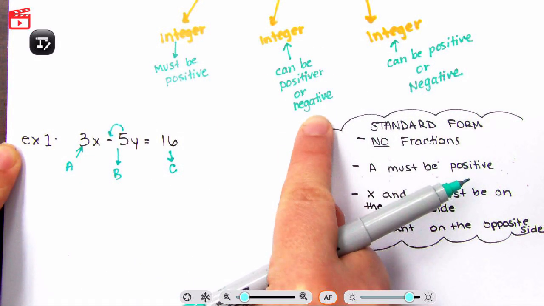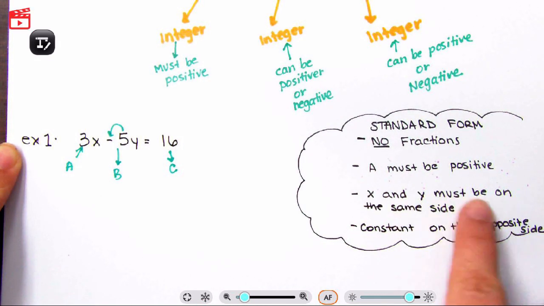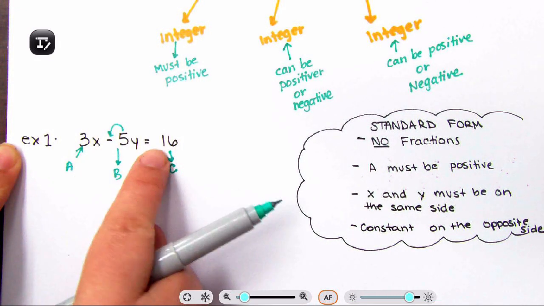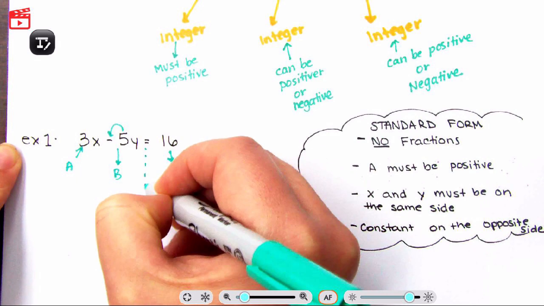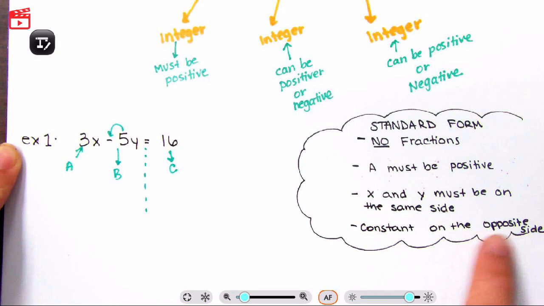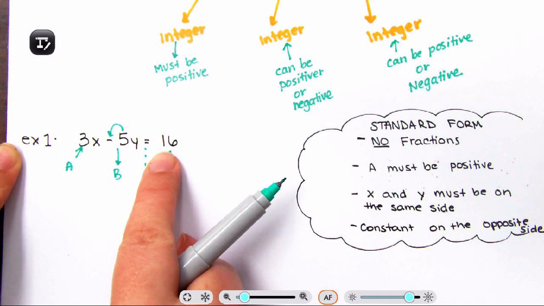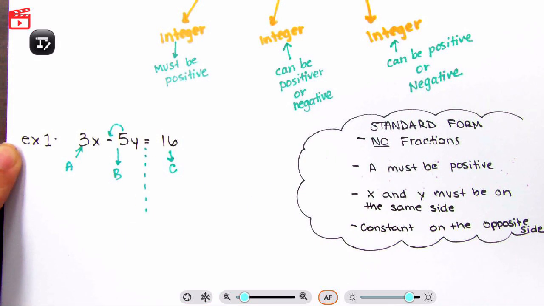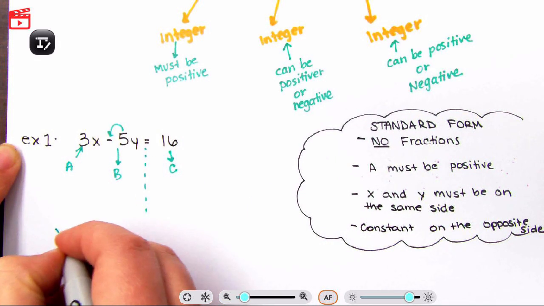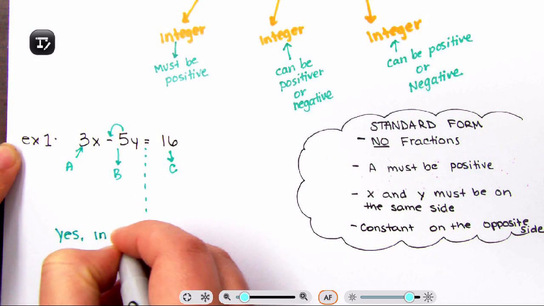B can be positive or negative. X and Y must be on the same side. So do we have an X and Y on the same side? Here are your sides. Here's your dotted line. Constant on the opposite side. So the number by itself has to be by itself on the opposite side. So this one is yes, in standard form.